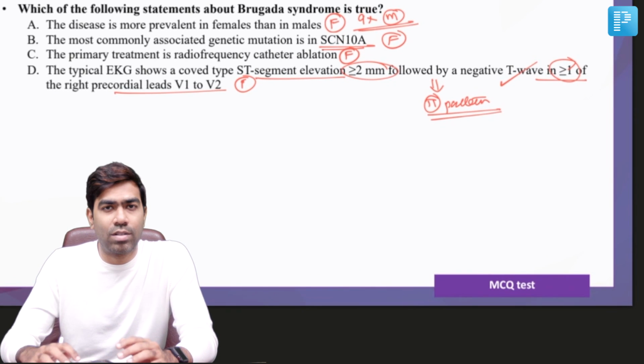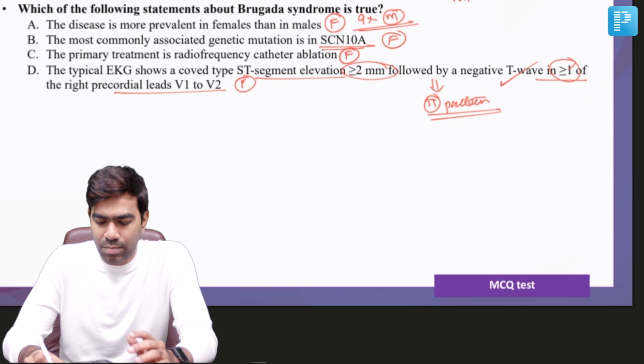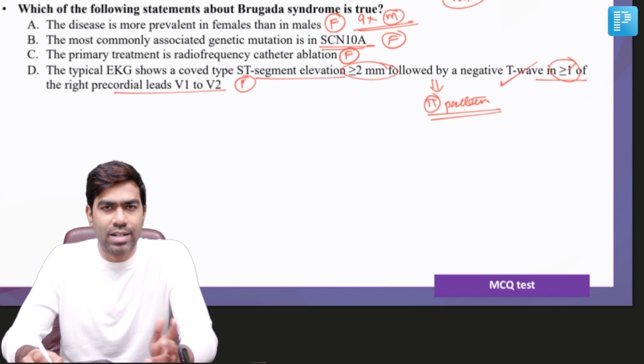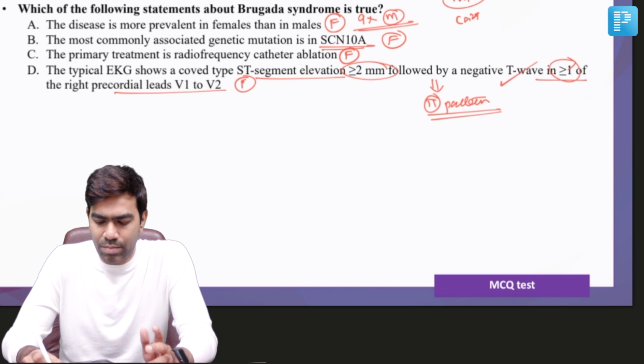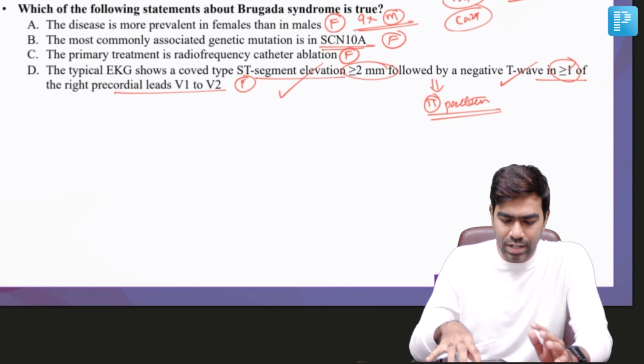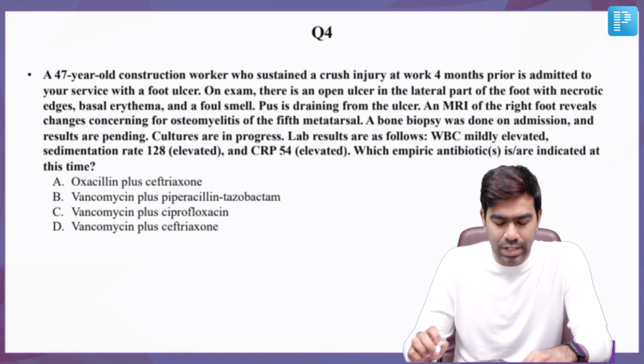We all know that Brugada syndrome can be associated with sodium channel mutations, which is the most common, and it can be associated with calcium channel mutations also. Among the sodium channel mutations, the SCN5A mutations are going to be the most common. And this typical type 1 pattern of Brugada syndrome is what we call the pseudo right bundle branch block with ST elevation and a coved pattern with a little bit of T wave inversion. This is classically seen in V1 and V2. So the right answer for this question is going to be option number D.